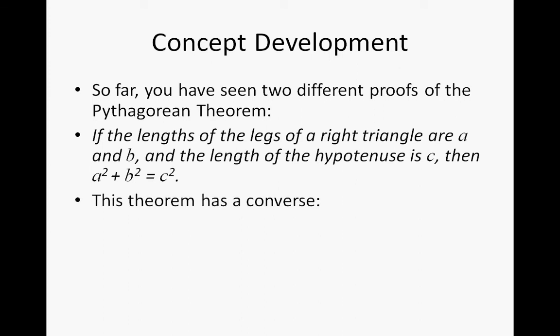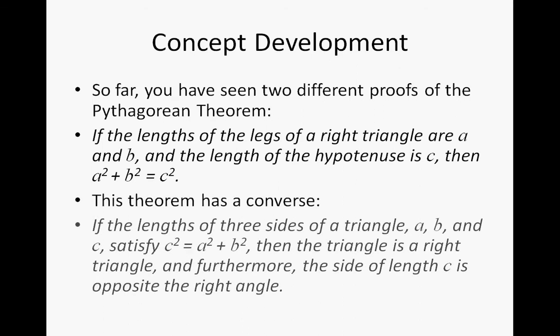This theorem also has a converse, which states if the lengths of the three sides of a triangle, a, b, and c, satisfy the equation c squared equals a squared plus b squared, then the triangle is a right triangle, and furthermore, the side of length c is opposite the right angle.